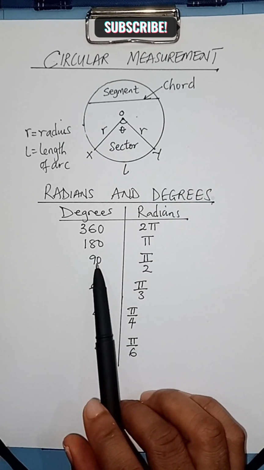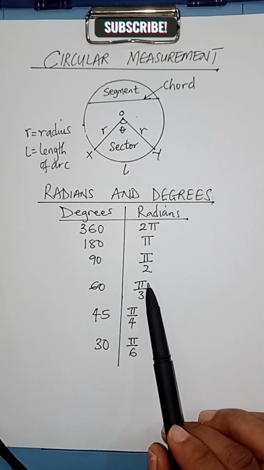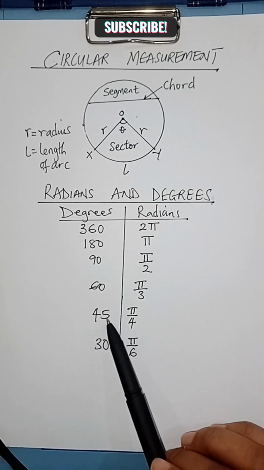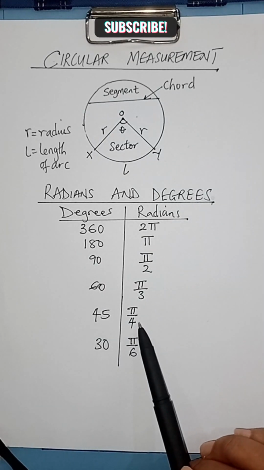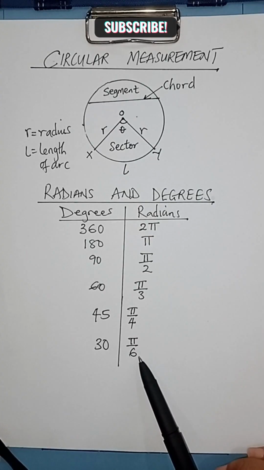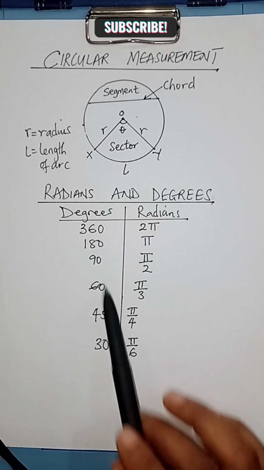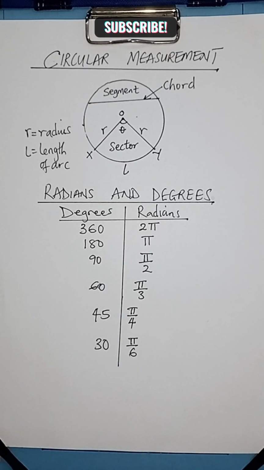For 90 degrees, it is pi divide 2. For 60 degrees, it is pi divide 3. For 45 degrees, it is pi divide 4. For 30 degrees, it is pi divide 6. You know what we're going to do now is to show you how to convert from degrees to radians and from radians to degrees. If you understand the conversion process, then this becomes easy peasy. So let's begin now by learning how to convert from radians to degrees and degrees to radians, vice versa.